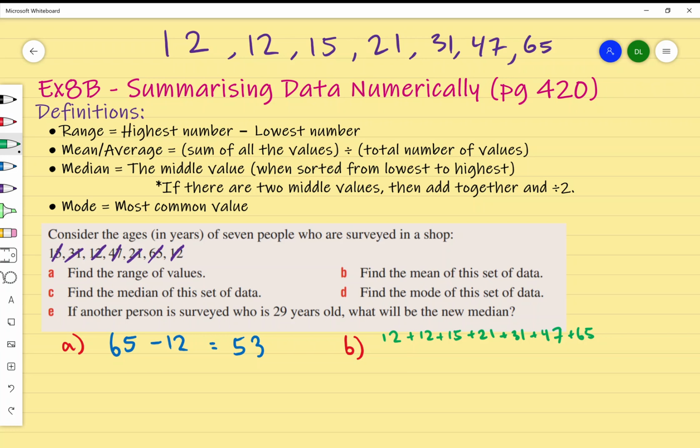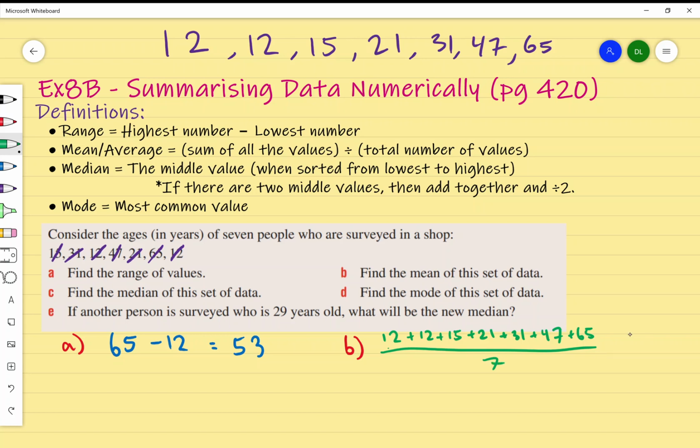Now, we have to divide by the total number of values. Now, how many people or how many values do we have? Remember, it's 7 people who were surveyed. And so we write over 7. Or you can write divided by 7. That's up to you.